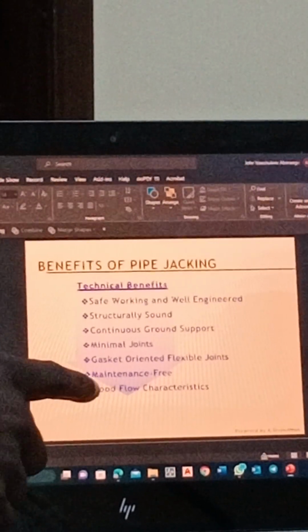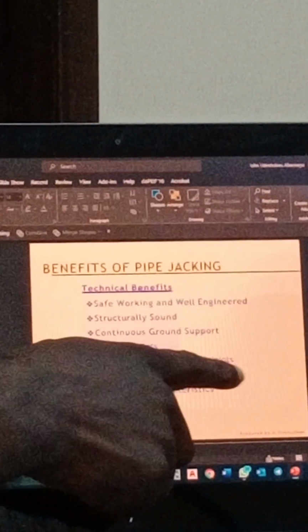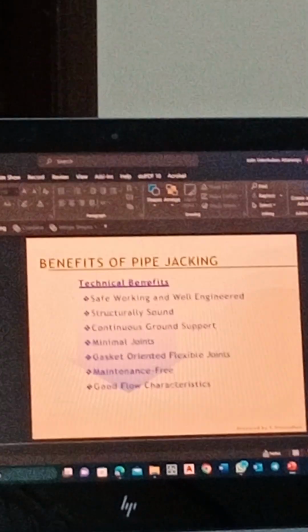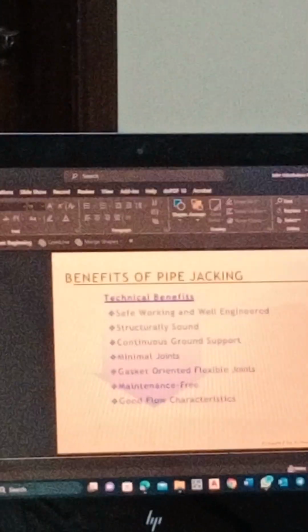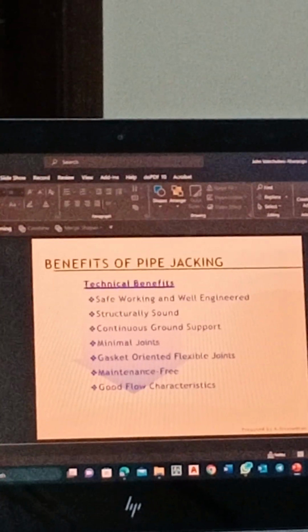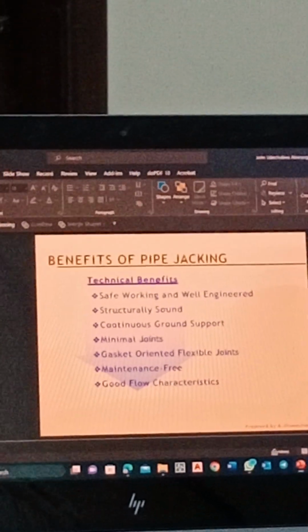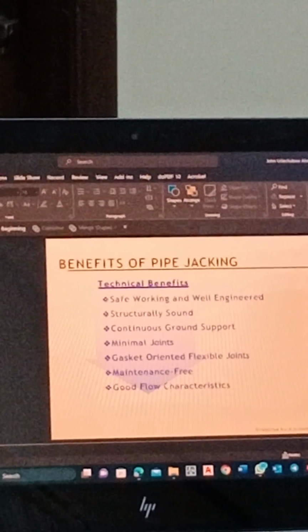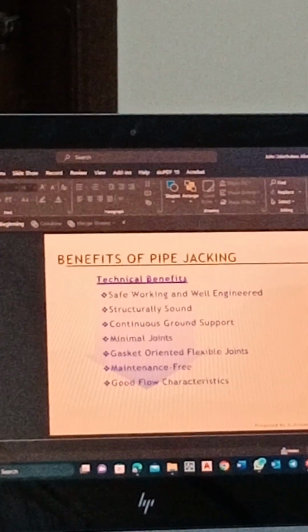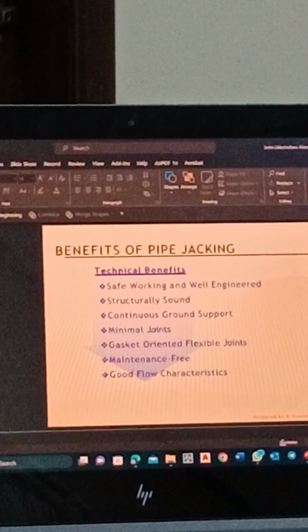Okay, then number five, gasket-oriented flexible joints. So that's the joint I'm talking about, so that in case of servicing, it can easily be removed. Even though you may not observe it, when it's time for servicing, it's always flexible. Then maintenance free. Over the years, you don't even need to talk about it.